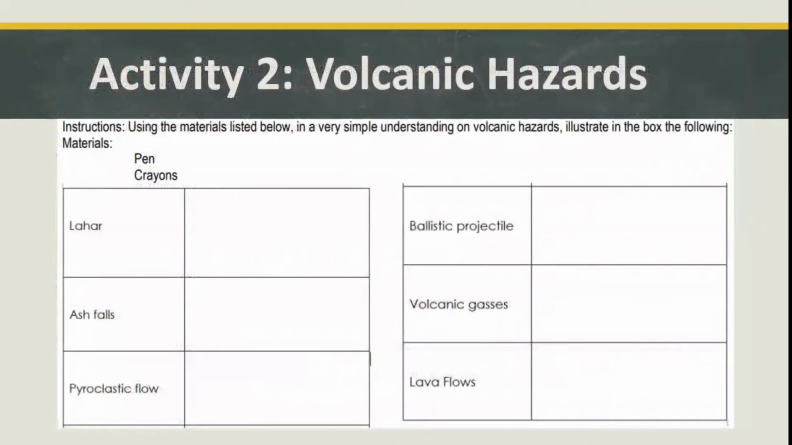Next is activity number 2 about volcanic hazards. So if you've already done this in a yellow paper, it's okay. If not, you can use bond paper as well, long bond paper. In here, you need to have your pen and crayons or any coloring materials. So using these materials, you just need to have a very simple understanding on volcanic hazards. And then you need to illustrate in the box the following.